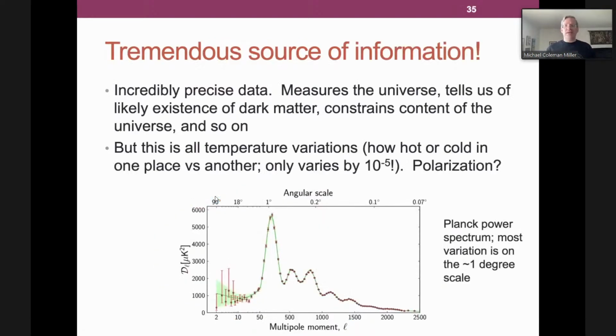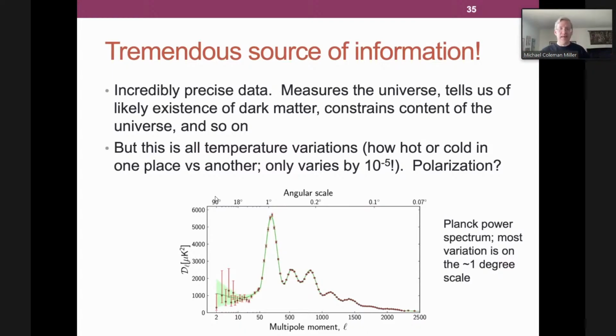This has been responsible for transforming cosmology from a joke in terms of precision. We used to have the joke that in cosmology, the uncertainties were in the exponent. But with all of this tremendously precise information from the CMB, or cosmic microwave background, it's possible to measure the universe. It's strong additional evidence for dark matter. It constrains the content of the universe. It just does everything. It sets up the initial conditions.